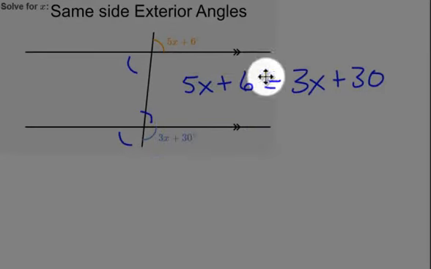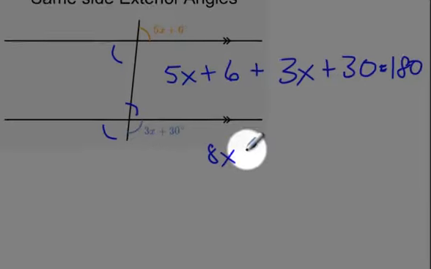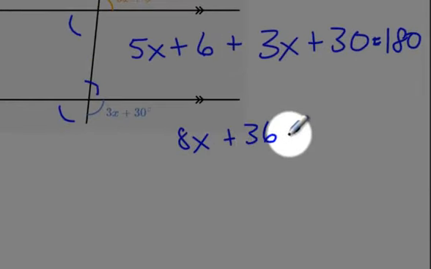I'm going to try and erase something here. That should be a plus sign. I wish I could move that over, but I can't. Boy, oh boy. There we go. These add up to 180. Okay? Put like terms together. 5x and 3x, 8x. 6 and 30, 36. And that equals 180.